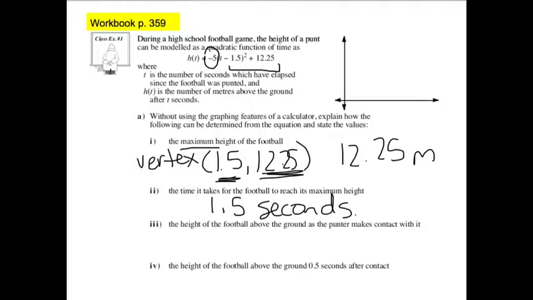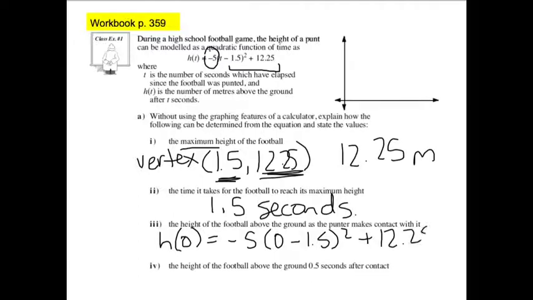Then you have the height of the football above the ground as the punter makes contact with it. What we're talking about is time and the height. Well, when the punter makes contact with the football, this is at time 0. So with t being time, all you do is replace t with 0. So h of 0 is going to be -5 times (0 minus 1.5) squared plus 12.25. When you follow BEDMAS rules, of course, start with your brackets, then your exponents, and then multiply and then add after that, you should get an answer of about 1 meter off the ground.